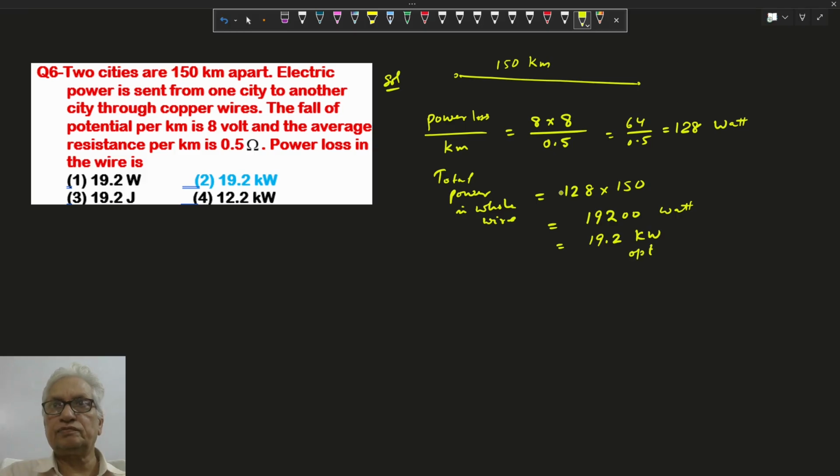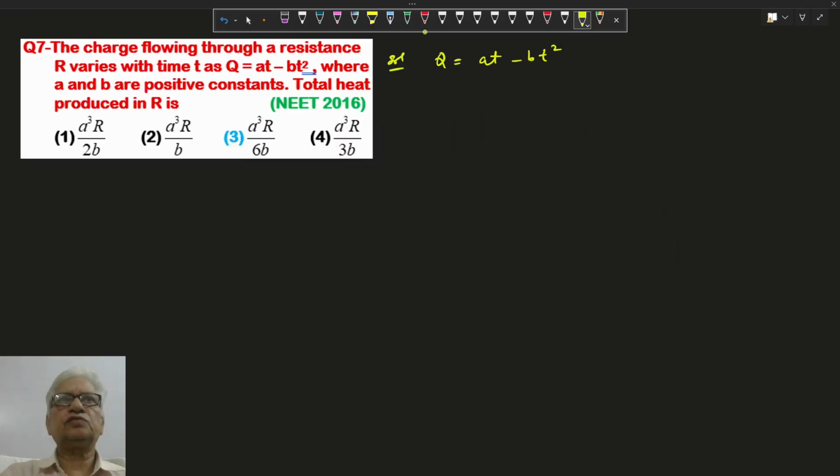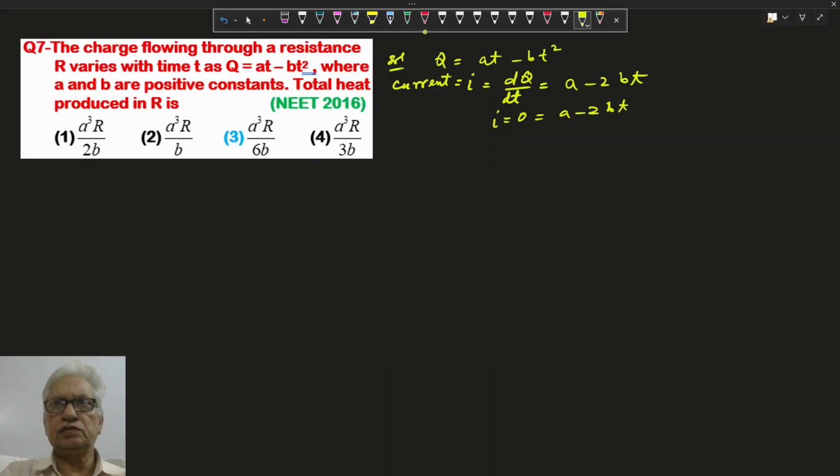Your option. Question: charge is given. So current will be I equal to dQ by dt. We differentiate, and the current becomes a minus 2t. The current will be 0 when time is equal to a upon 2.